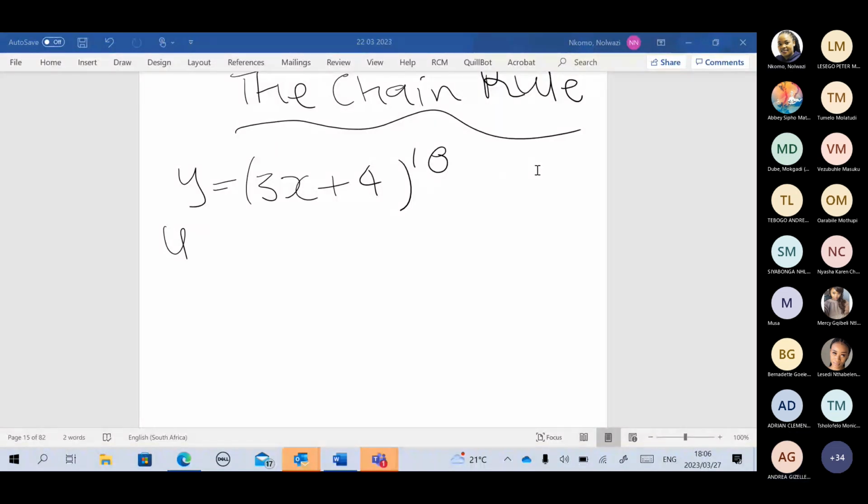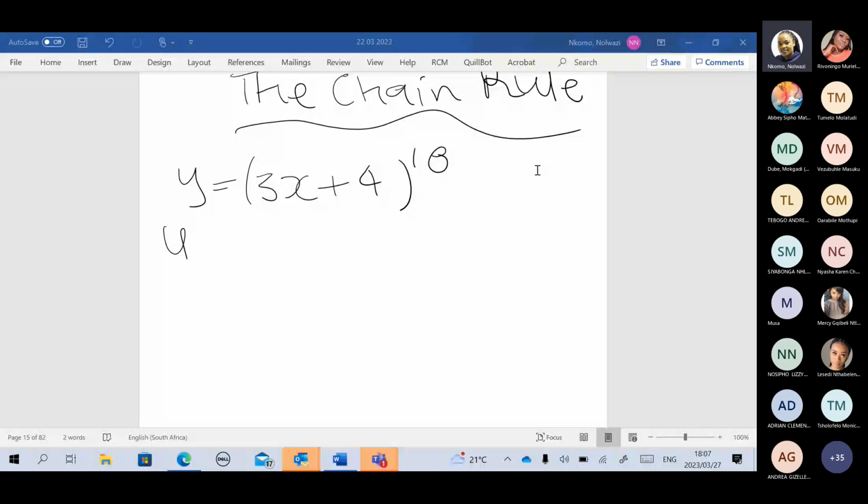Okay. I said today we'll start on the chain rule. The chain rule is used to differentiate a composite function. Sometimes it's called the function of a function, or the inner and the outer function. Suppose you have a function y equals (3x plus 4) to the power 10. If you have a function like this, meaning you have an inside function and an outside function.